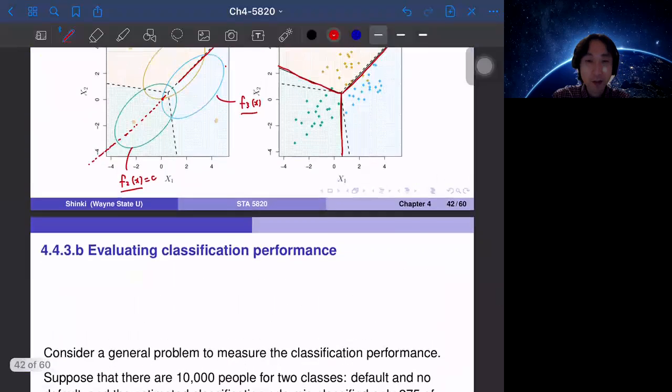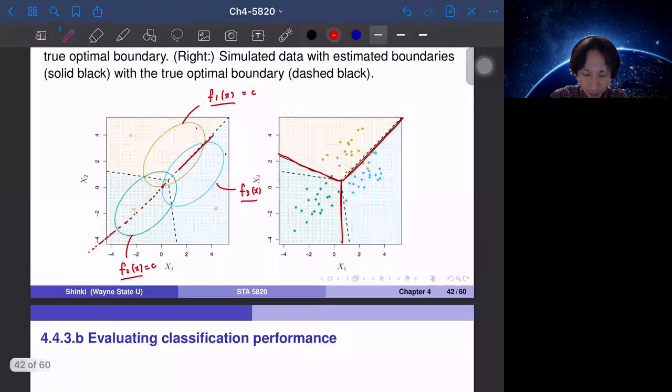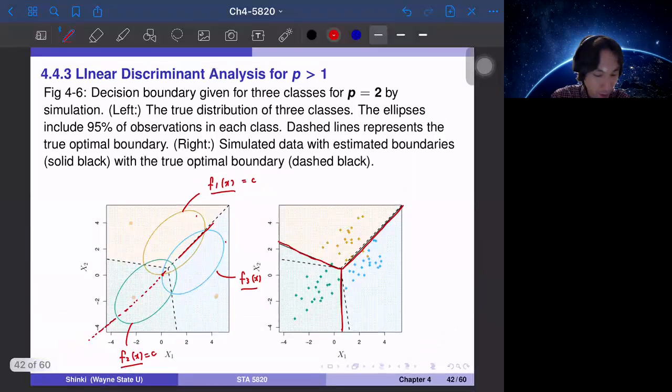Okay, do you have any questions? These are basically all the explanations for the concept of LDA.